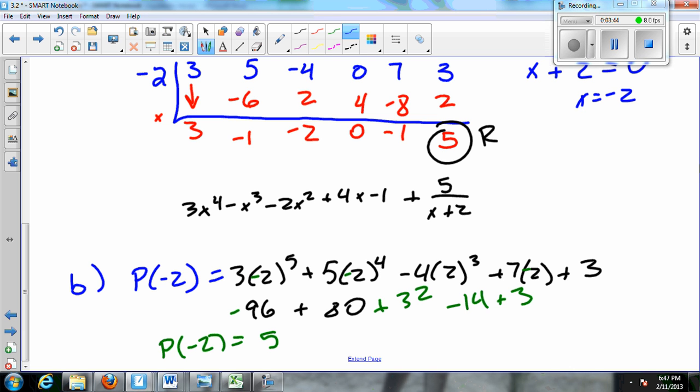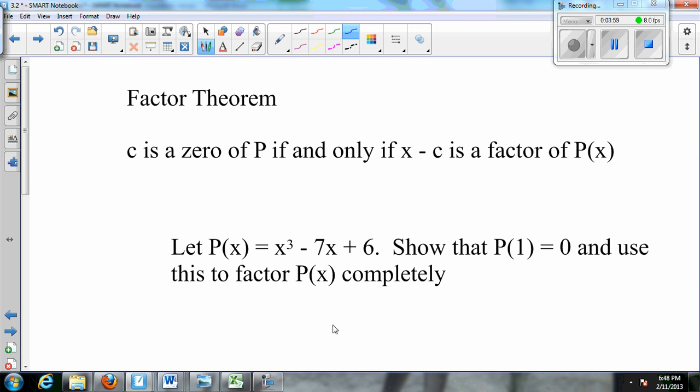And the remainder theorem said that if we plug in what c is, we'll get the same remainder. And look at that, we did get 5. We also have the factor theorem: c is a zero of p if and only if x minus c is a factor of p of x.